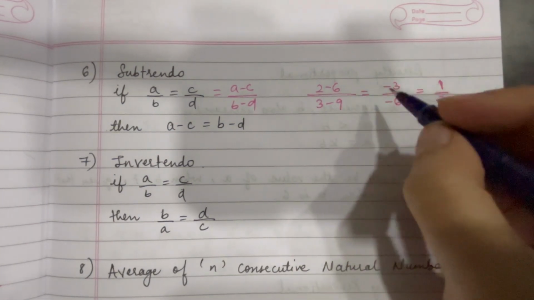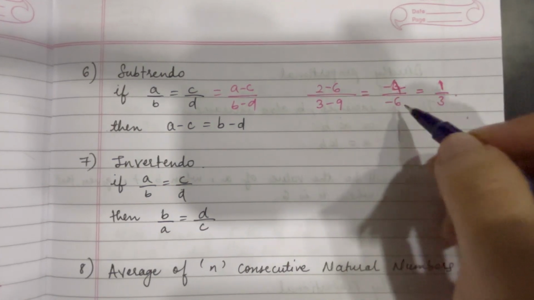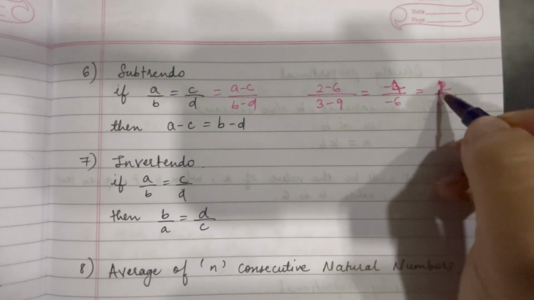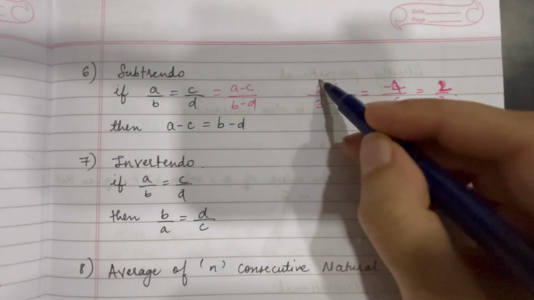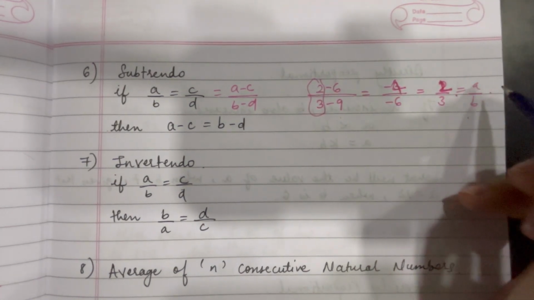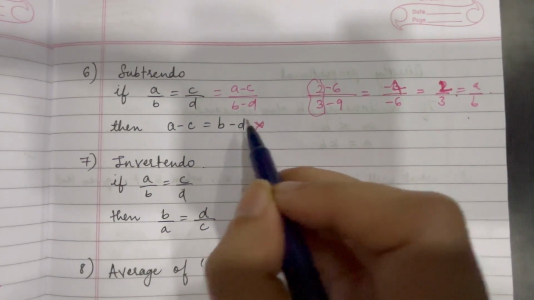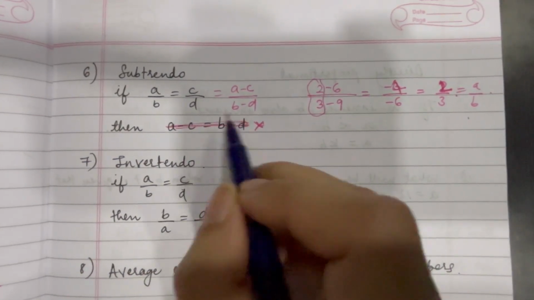Sorry, I did one mistake. 2 minus 6 would be minus 4 divided by minus 6, which will be nothing but 2 by 3, which is same as this part, a by b. Okay, I hope this much is clear. This is wrong. This is something you should not follow. This is wrong. Ignore this part.